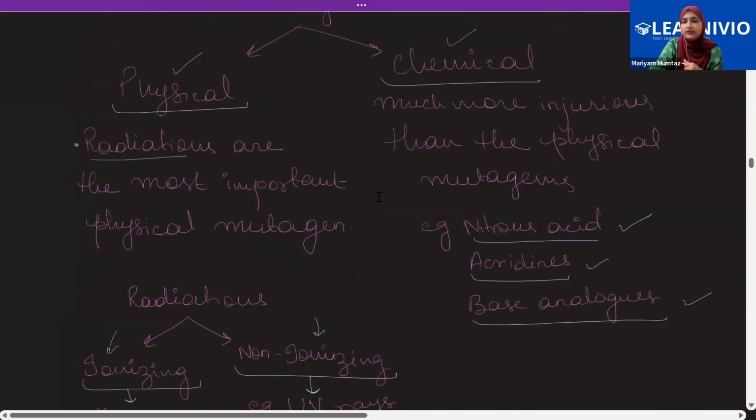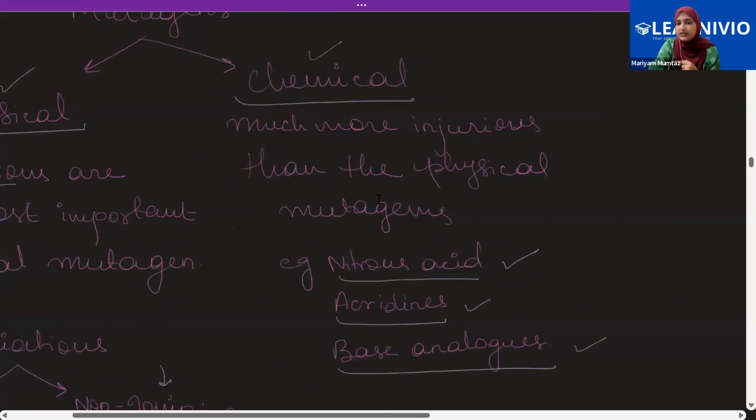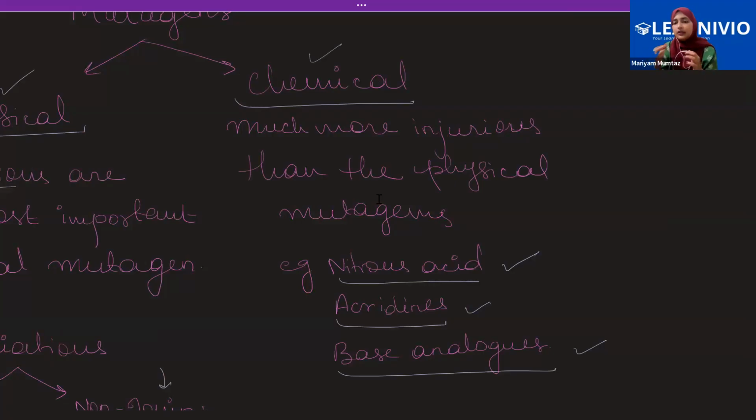All right. Now, there are also chemical mutagens. Chemical mutagens are so much more injurious as compared to physical mutagens. Physical mutagens take time to cause mutation, and they cause it little by little. But with a chemical mutagen, one exposure and that's it, mutation is caused. The mutation can be big or small, but some examples of chemical mutagens are nitrous acid, acridines, base analogs, all of these.